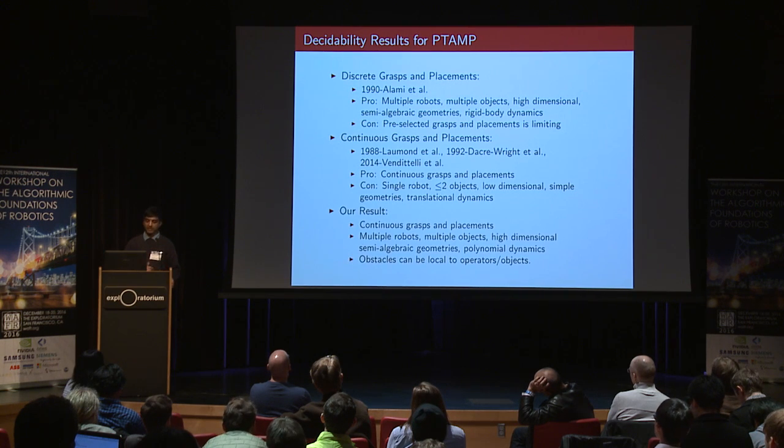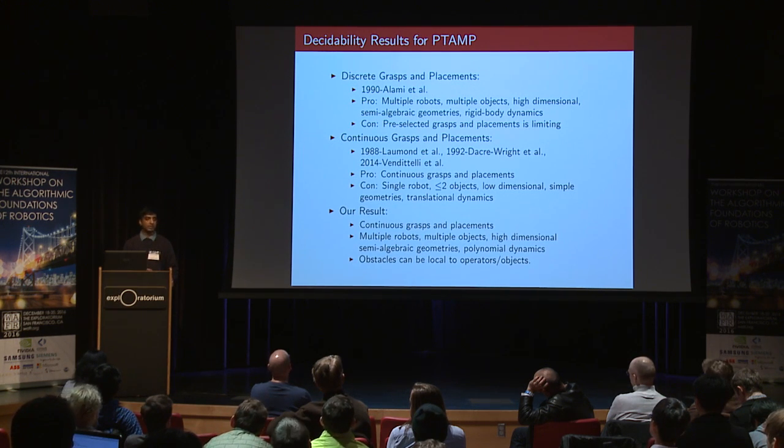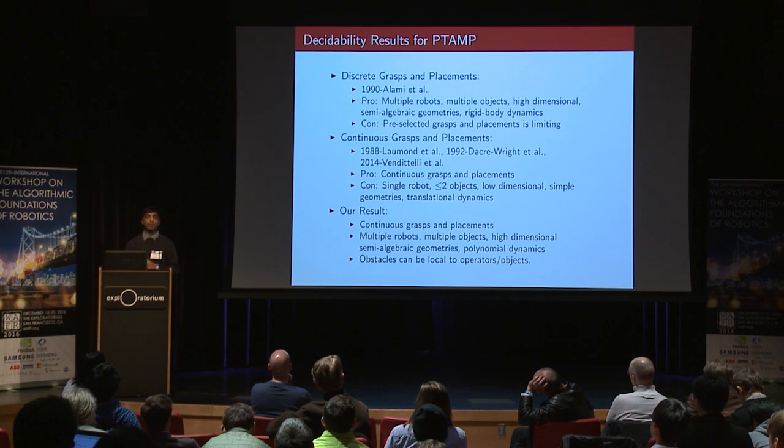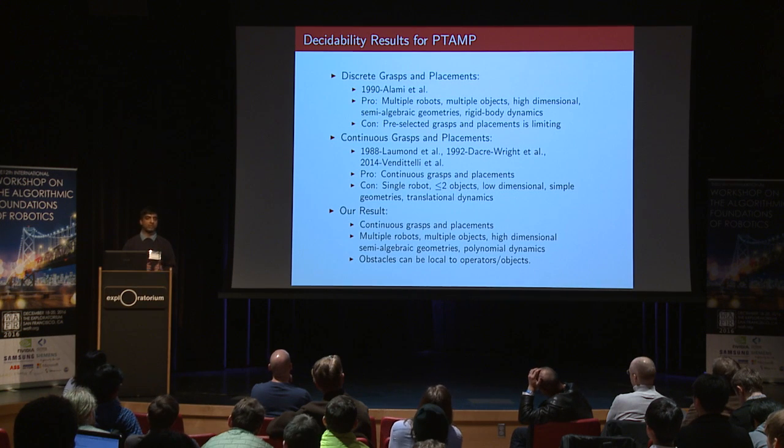So the result we'll present today again operates in the space of continuous grasps and placements, but it can extend to multiple robots, multiple objects in high-dimensional configuration spaces with semi-algebraic geometries and dynamics that are characterized by polynomials. So that covers translations and rotations, but also some non-standard dynamics, such as twisting or morphing from one shape to another. And in fact, we can go beyond that result by allowing obstacles to be local to specific objects or operators, such as only light objects can traverse a poorly constructed bridge. So how do we get this result?